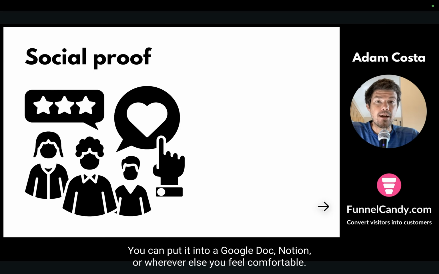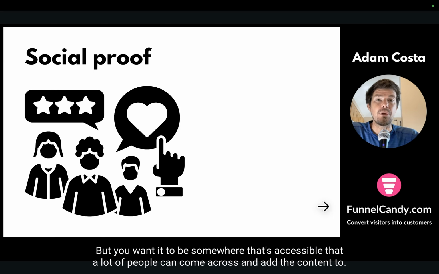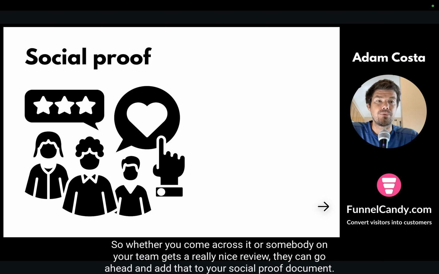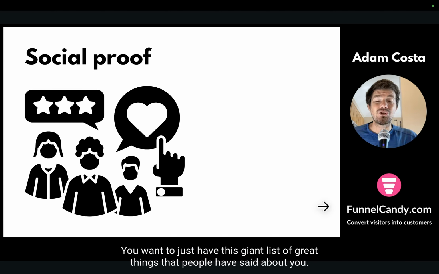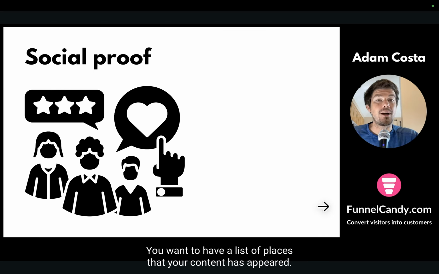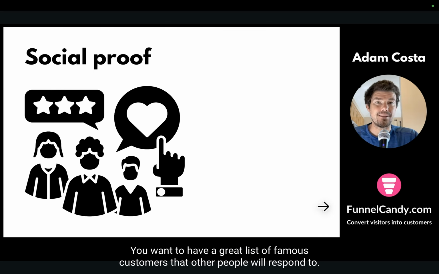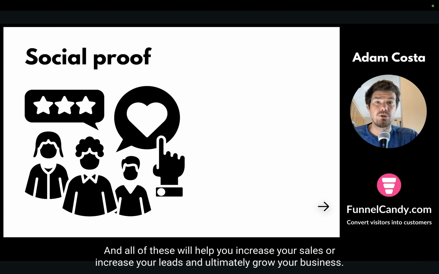You can put it into a Google Doc, Notion, or wherever else you feel comfortable. But you want it to be somewhere that's accessible, that a lot of people can come across and add the content to. So whether you come across it or somebody on your team gets a really nice review, they can go ahead and add that to your social proof document. This is incredibly important, particularly when you start designing pages going forward. You want to just have this giant list of great things that people have said about you. You want to have a list of places that your content has appeared. You want to have a great list of famous customers that other people will respond to. And all of these will help you increase your sales or increase your leads and ultimately grow your business.